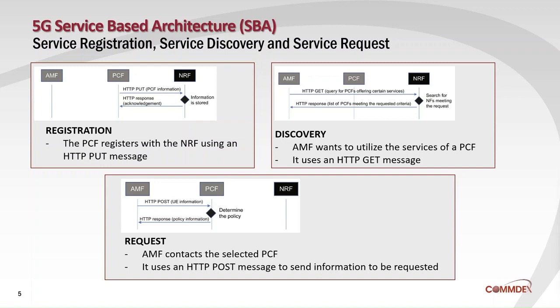Now let's say an AMF needs the services of a PCF. It uses the service discovery process to query the NRF for available PCF services. It uses the HTTP GET message to query for a set of specific services from the NRF. It then gets back a response with the PCF information based on the requested capabilities.